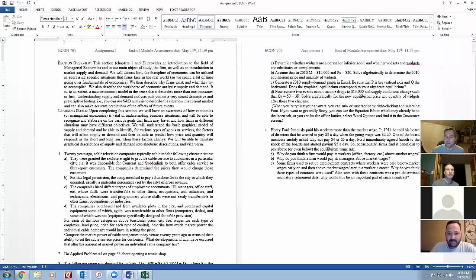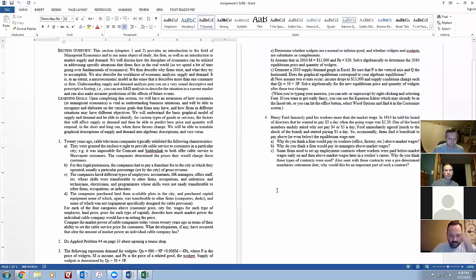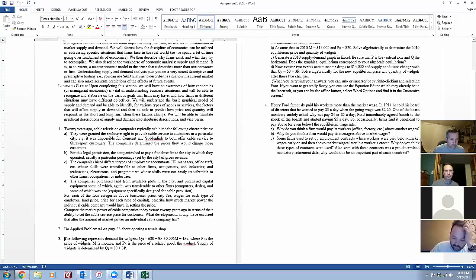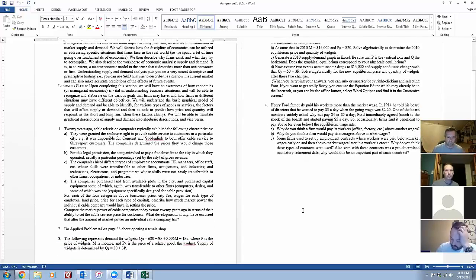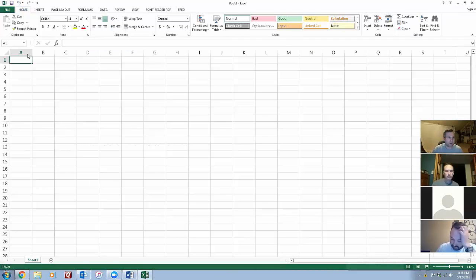So generate a 2010 supply-demand graph in Excel. And so I gave you earlier in question 3, you had the demand equation, the supply equation there. And I'm just asking you to draw a supply-demand graph. So we can start by going in Excel here. And I'm going to make a price column, a quantity demand column, quantity supply column.